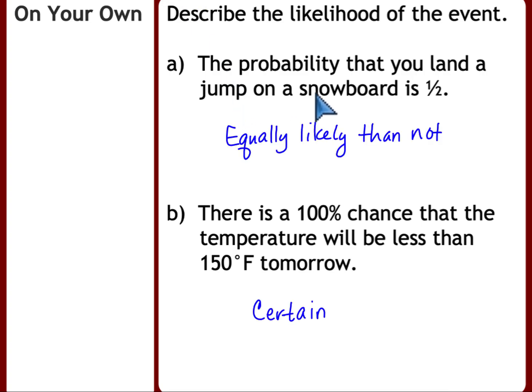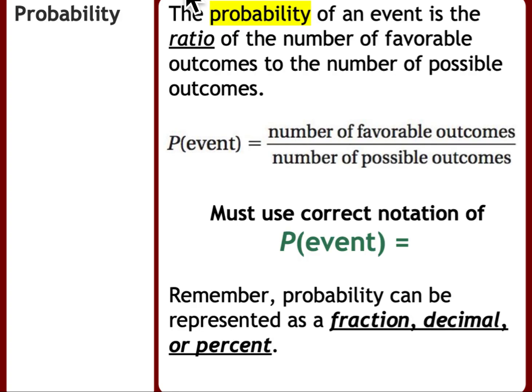All right, so if the probability of landing a jump is a half, well, that's equally likely as not. And if there's a 100% chance the temperature is going to be less than 150 degrees Fahrenheit tomorrow, then that is certain. Now, how do we actually come up with these probabilities as a number?